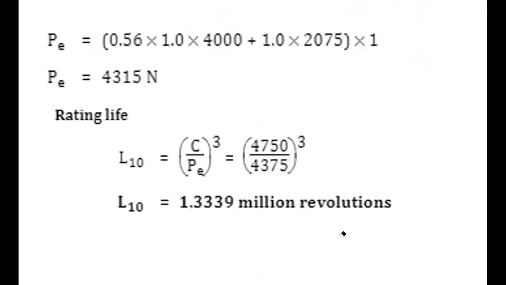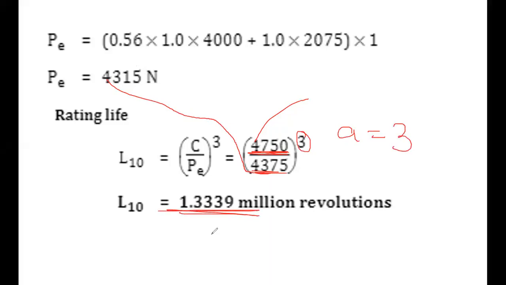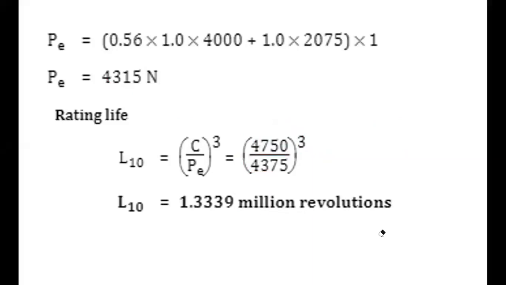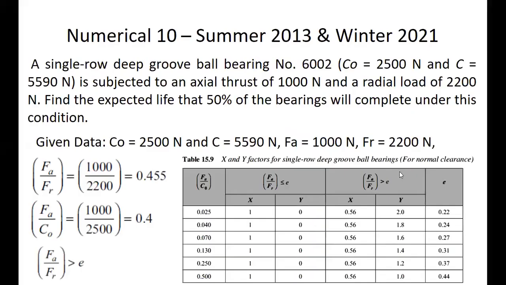Very quickly, let's go to the rating life. See guys, in the numerical itself, the dynamic load carrying capacity value is given as 4750. PE we just found as 4375. And this numerical is of a ball bearing, and the ball bearing exponent is always 3. When you do the calculation, you will get the answer as 1.339 million revolutions.